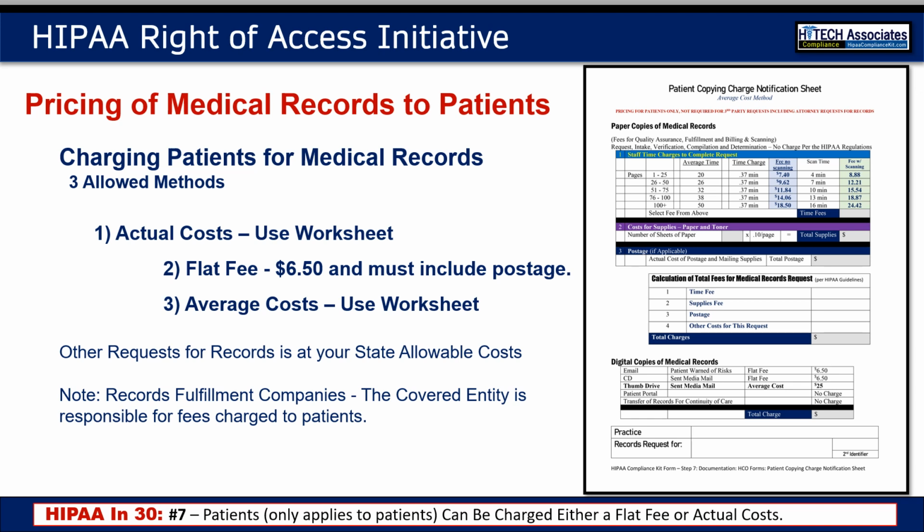The Office for Civil Rights is very clear to patients. If the practice charges you over $6.50 and doesn't give you a worksheet showing you how they came up with that, then they will call and ask for that worksheet. Fines for overcharging for medical records start at $25,000.